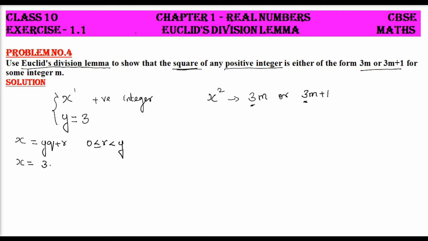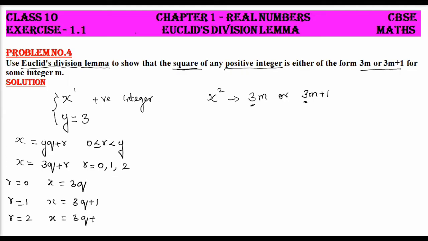Taken y as 3, so x equal 3q plus r, so that r can take the value 0, 1 and 2. So I have got x equal to 3q plus r, where r has the value 0, 1, 2. Now when I substitute r equals 0, you get x equal 3q. When I substitute r equal 1, you get x equal 3q plus 1. And when we take r equal 2, x equal 3q plus 2. So x can be of the form either 3q or 3q plus 1 or 3q plus 2.